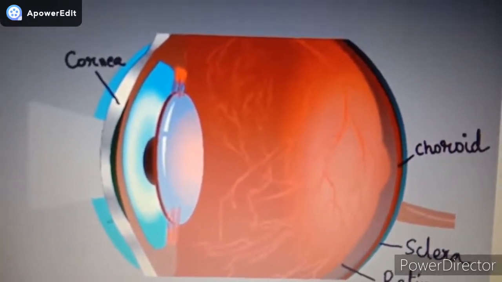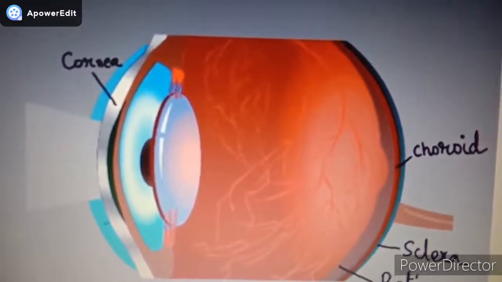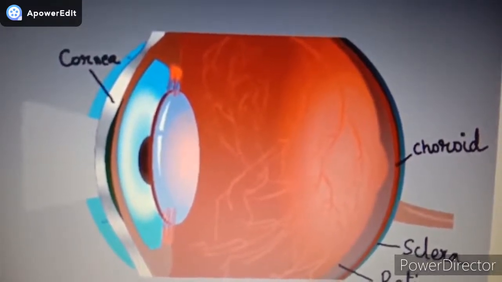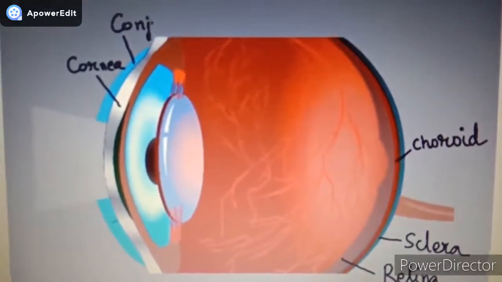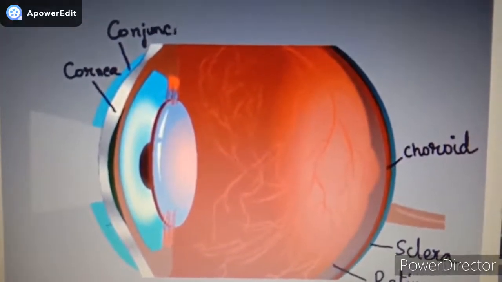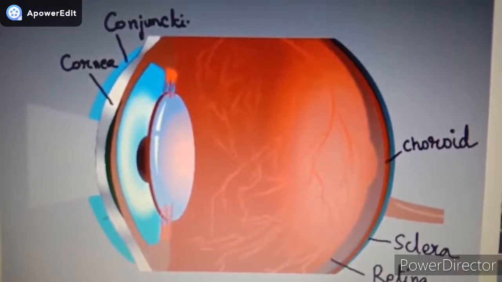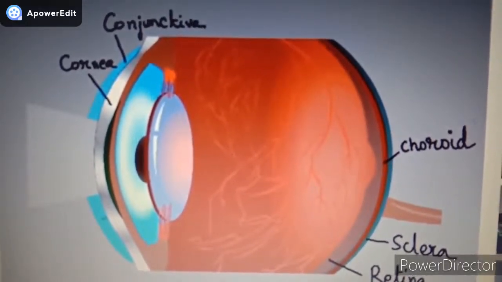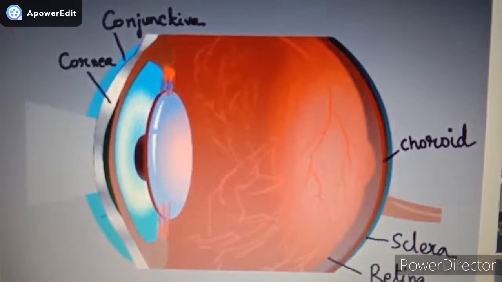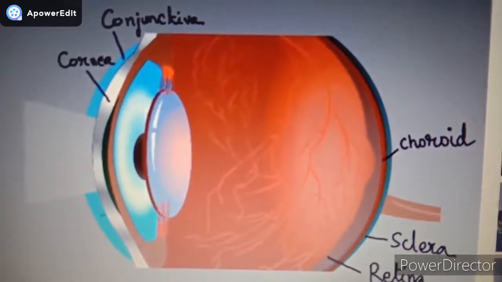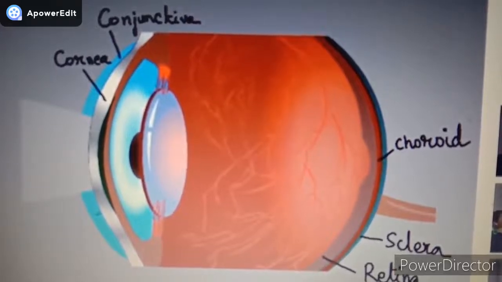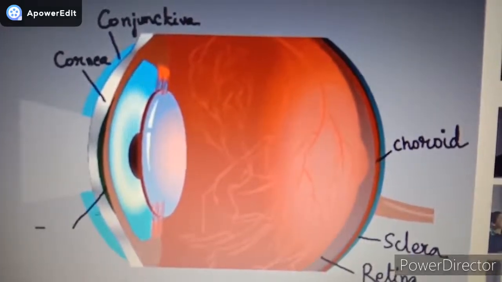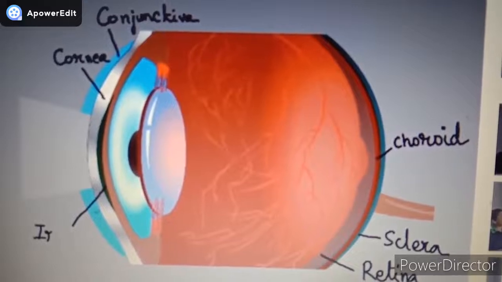That cornea is protected by an outermost covering known as conjunctiva. So this is the conjunctiva, as you can see in the diagram, which protects the cornea. The colored part of the eye is known as the iris. In the diagram you can see that this is the colored part of the eye known as iris. I think you are able to understand.